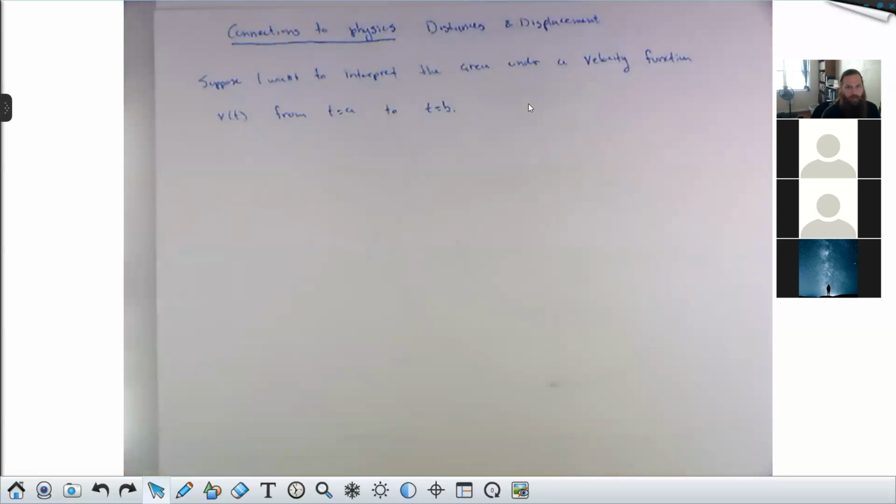All right, suppose I want to interpret the area under a velocity function v of t from t equals a to t equals b, meaning I want to know what that area represents. The way to do this is using something called dimensional analysis. We're going to draw the picture, imagine a little rectangle in there, and then see what the units of the area are.